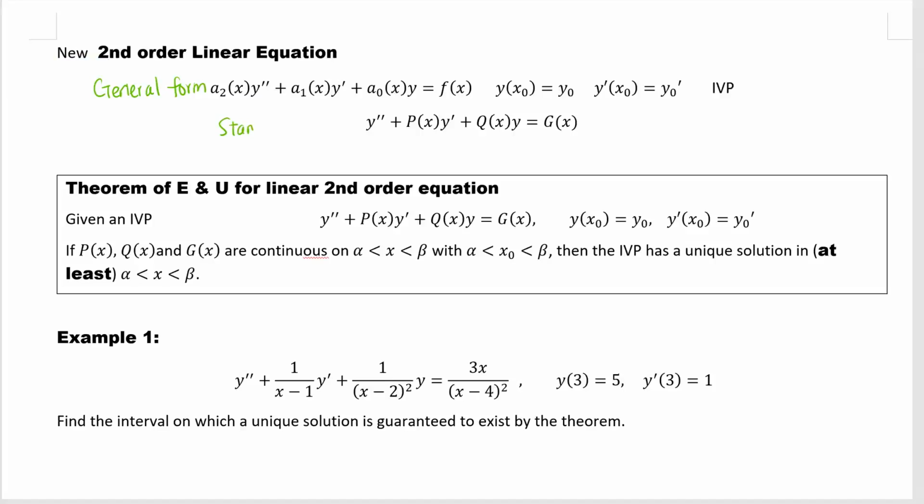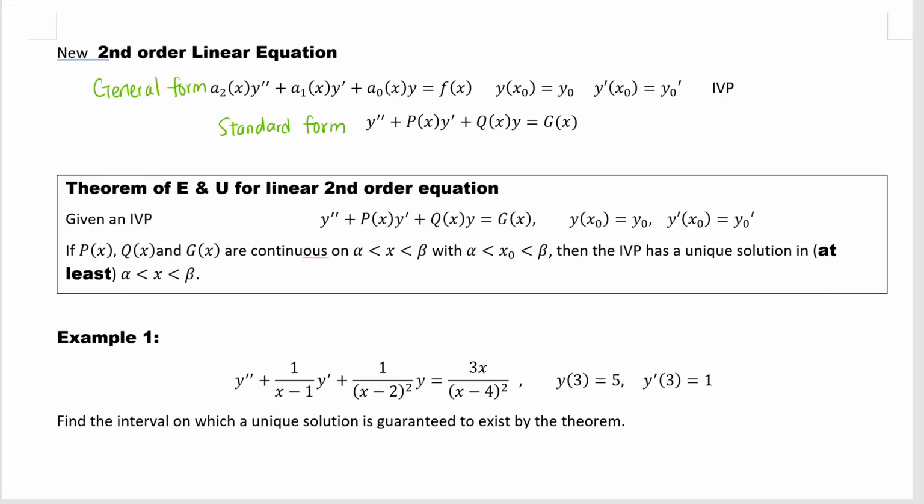And this is in order to get a standard form. We want to divide it by a2 of x. Okay? And then now we have the coefficients p, q, and g. So if all of them are continuous on the interval alpha beta containing the initial value x0, then same conclusion, the initial value problem has a unique solution at least on alpha to beta.